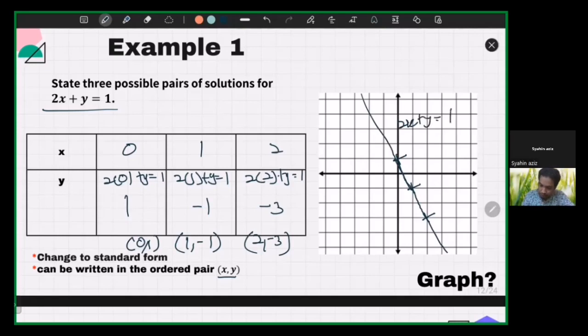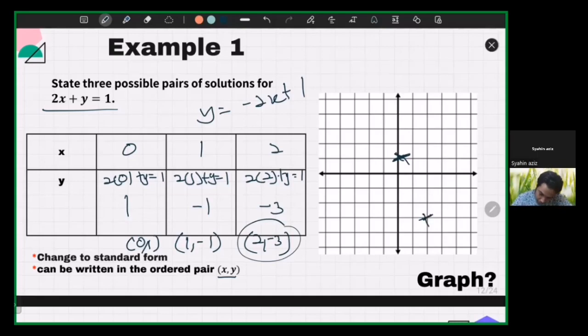But we can also change it to the standard form. In standard form, y equal to -2x plus 1. So 1 is over here. For another value we can take, for example, 2, -3, and we just plot it like before, because it's a straight line. It will be the same. It must be a straight line.